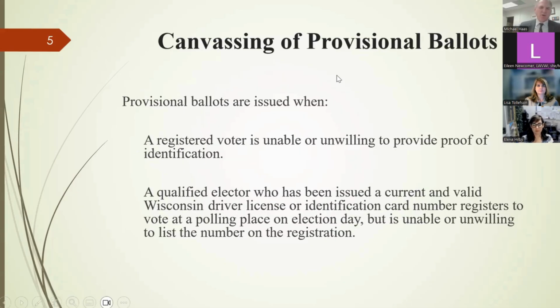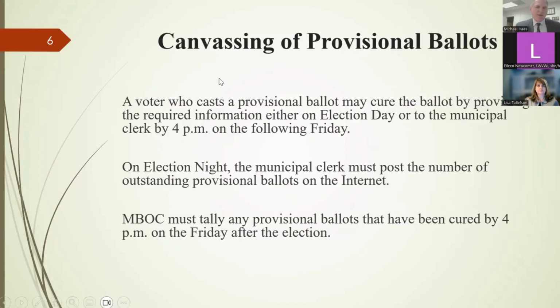Just a quick note on provisional ballots. As a reminder, provisional ballots are issued in two cases in Wisconsin. Most commonly, it's when a registered voter does not have or is not willing to provide proof of identification at the polls. But it may also be if there's an elector who has been issued a valid ID, they register on election day at the polling place, but they're not able or willing to list the number of their ID on the registration application. And that's relevant to the canvass process because those voters can cast their ballot and then they can cure that provisional ballot so it's counted. They can do that by going home and getting the documentation that they need and coming back to the polling place, or they can provide that information to the municipal clerk by 4 p.m. on the Friday following the election.